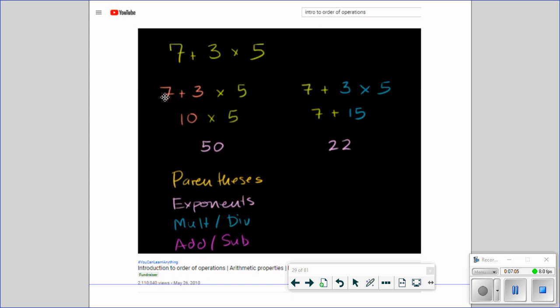So if you went from left to right, 7 plus 3 is 10, 10 times 5 is 50, totally makes sense. A lot of people do it that way, and that is not what we're agreeing upon in math. We're agreeing that we have this idea of PEMDAS and order of operations, so we do multiplication and division first, 3 times 5, which is 15, and then we do the addition second, which is adding that 7. Again, it's just rules of math. We want to hold on to it because it will help us with our GED.